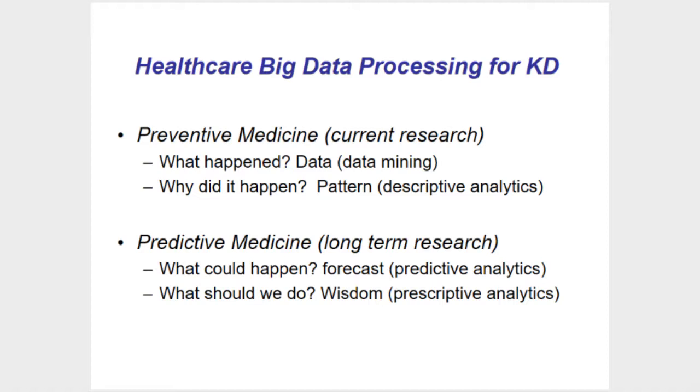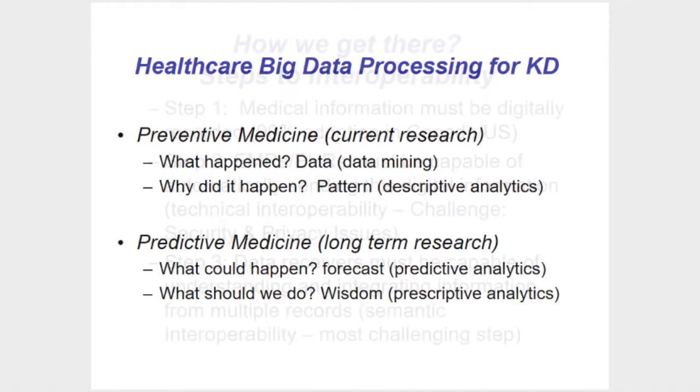But the move in healthcare research is not to wait until it happens to understand why it happened, but to predict it before it happens. And that's the second part, predictive medicine. That's what the long-term research is targeting: what could happen. So you try to forecast the future. And if you understand what could happen, then you can put all the resources in place so that it doesn't happen. And here we use predictive analytics techniques and prescriptive analytics techniques.